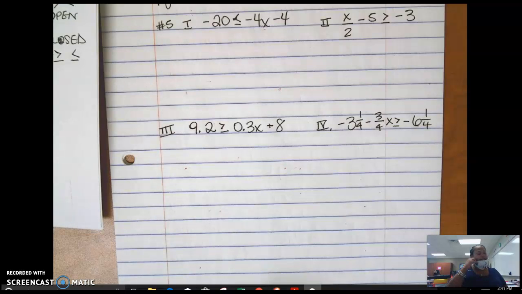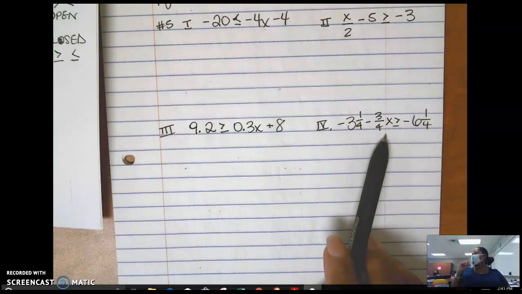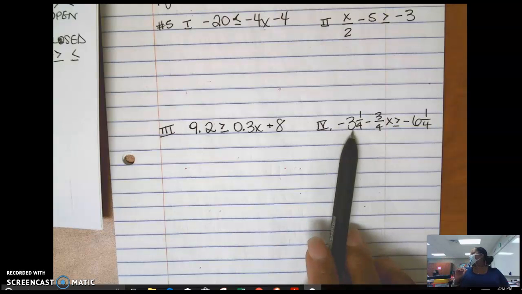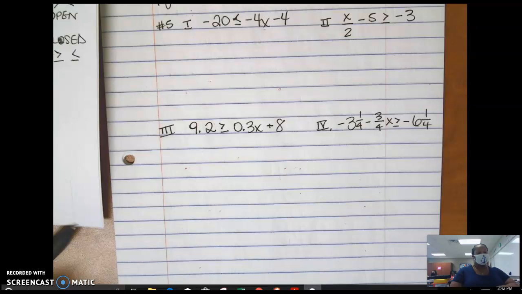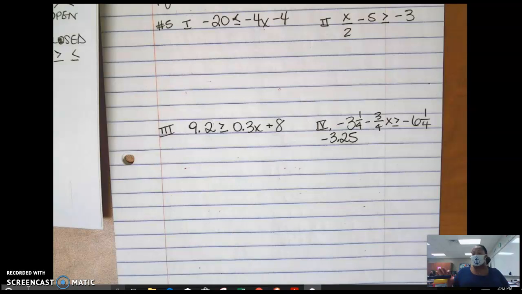What can I do with my fractions to make my life a little easier? Not mixed number, but decimal. And if they have a 4 at the bottom, is that an easy decimal or is that a repeating decimal? It's an easy one. So what's -3 1/4 as a decimal? How do you write a quarter as far as money goes? Thank you. -3.25. Okay, what about the other ones?